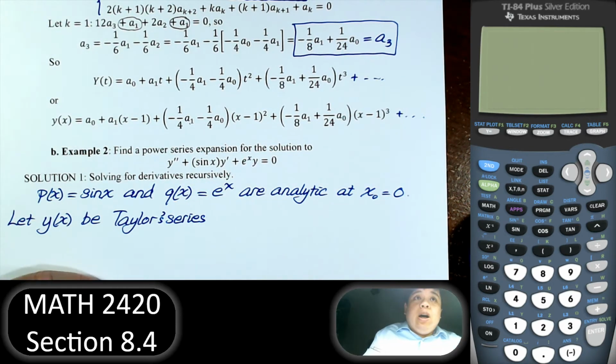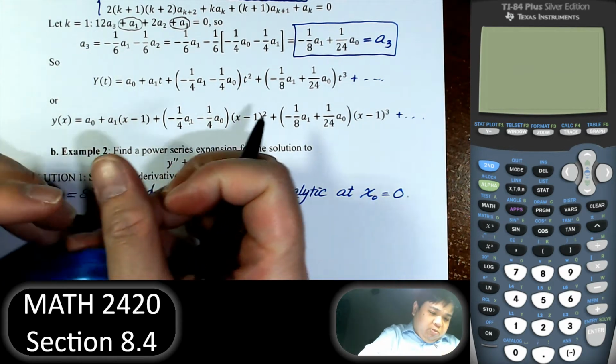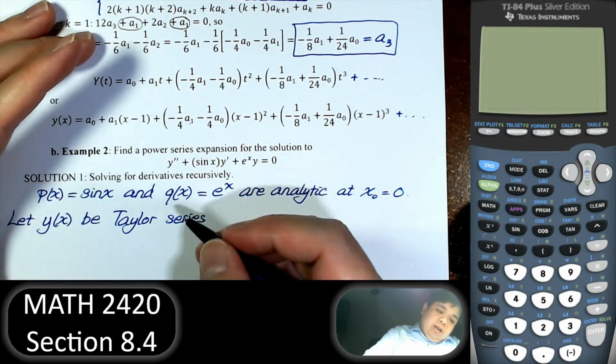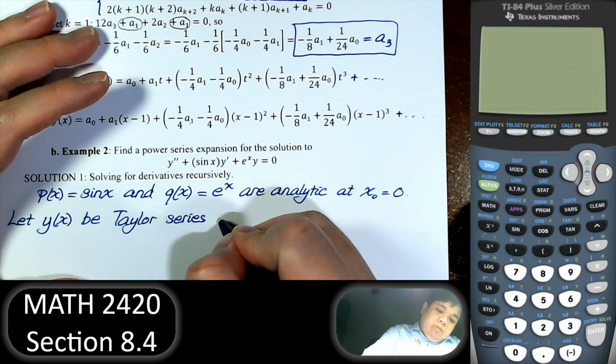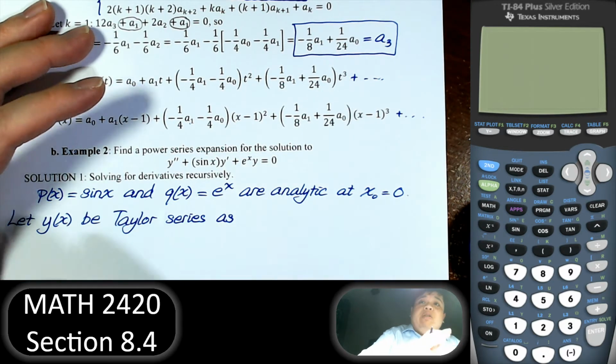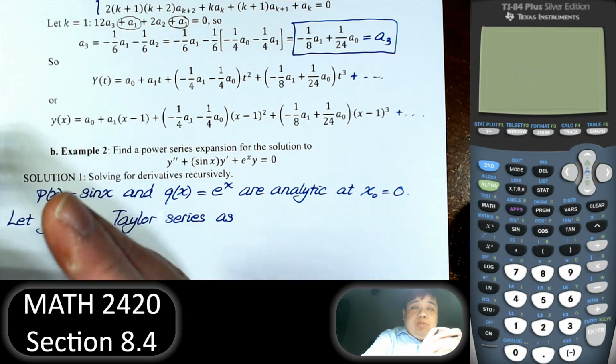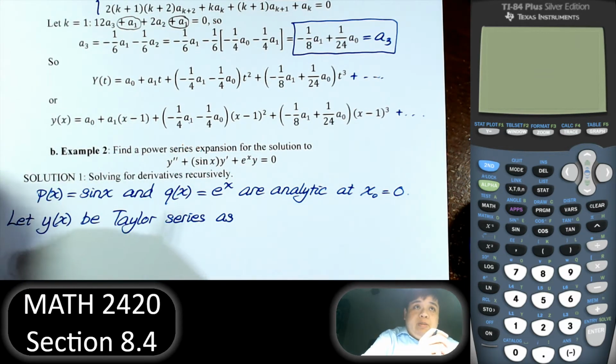So we use the Taylor series. Let's just say Taylor series, be a Taylor series S. Now, the difference between the power series and the Taylor series: the Taylor series is a special case of power series.